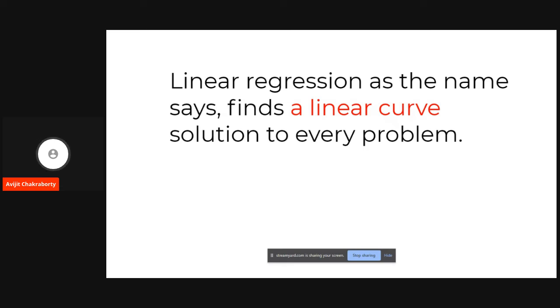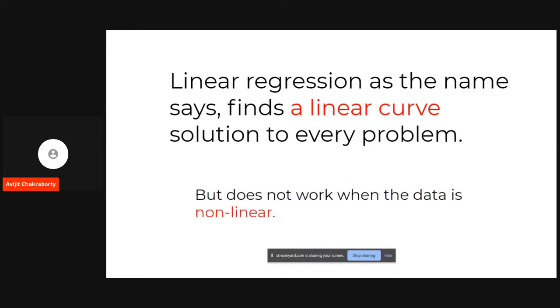Linear regression, as the name says, finds a linear solution to every problem. Take any problem, and if we try to solve it using linear regression, it will always find a linear solution. This can be problematic because it does not work well if our data is not linear. For that, we have some other models which we will be seeing later on.